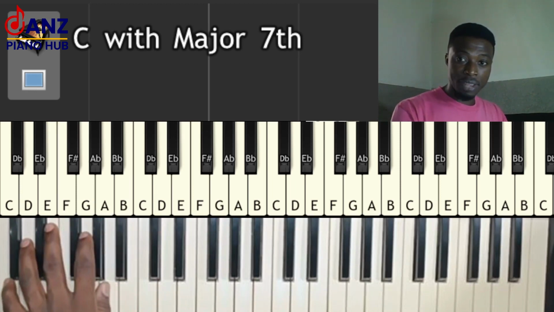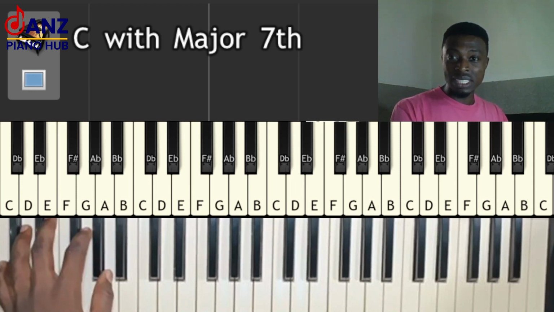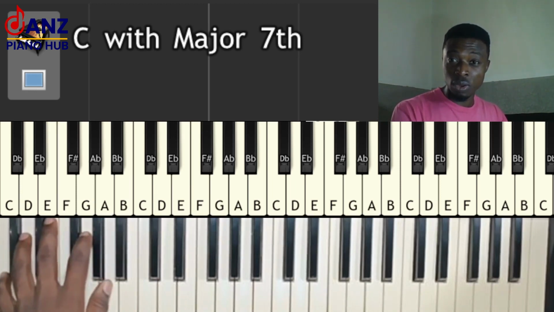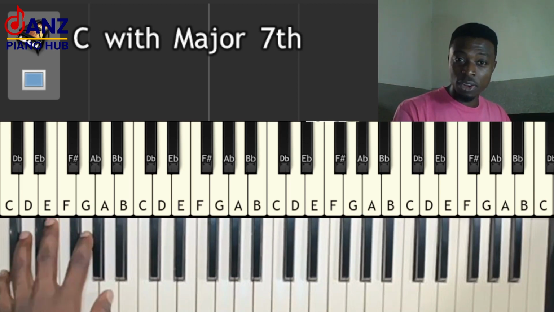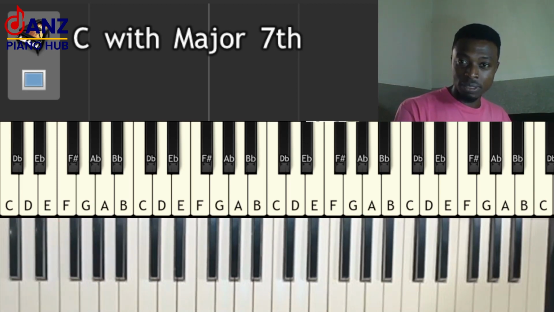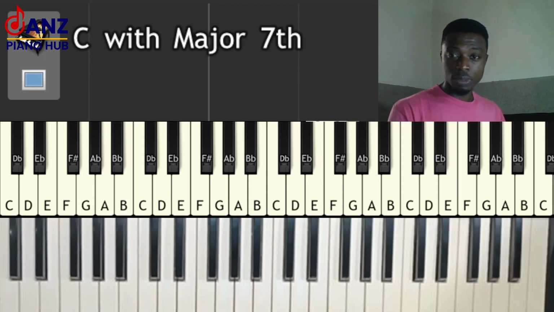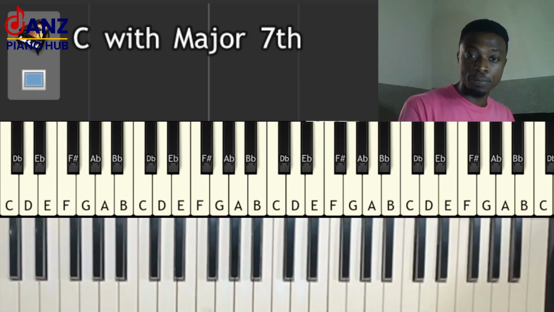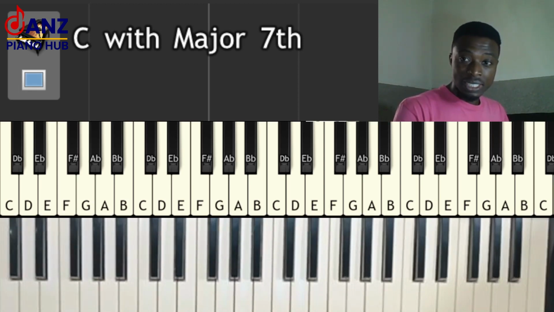We have keyboards with 5 octaves, 6 octaves, 7 octaves, 8 octaves, 9 octaves, 10 octaves, and even more. But I'm using a 4 octave keyboard for this lesson. So with that said, now let us look at scales. I said we are going to look at 4 things: notes, scales, chords, and chord progression.